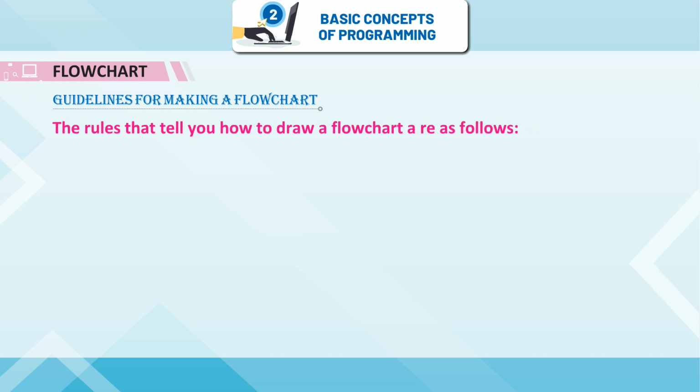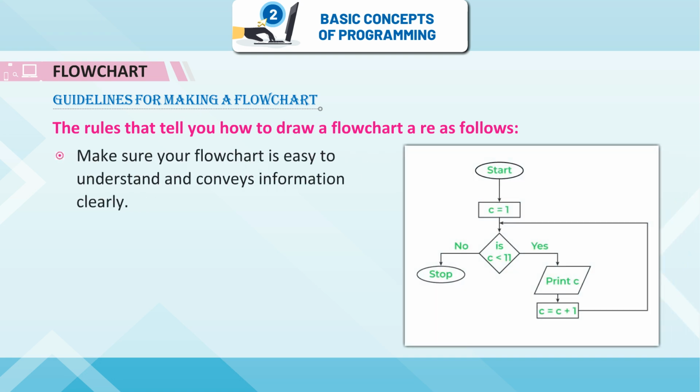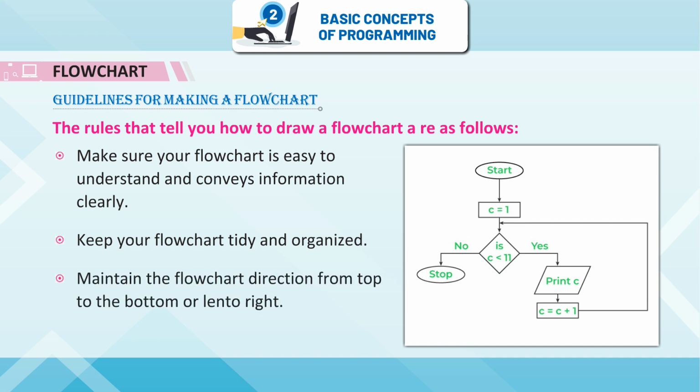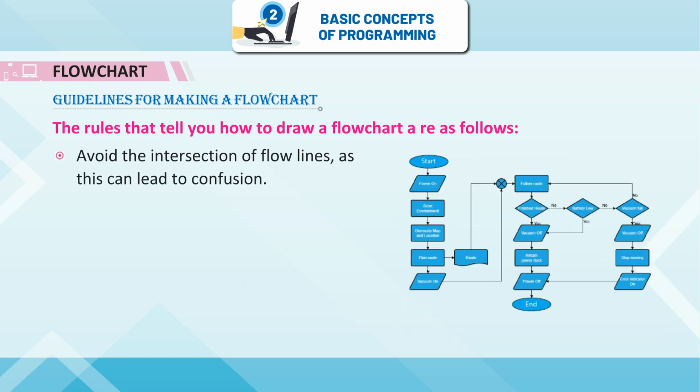The rules that tell you how to draw a flowchart are as follows. Make sure your flowchart is easy to understand and conveys information clearly. Keep your flowchart tidy and organized. Maintain the flowchart direction from top to the bottom or left to right. Avoid the intersection of flow lines as this can lead to confusion. Ensure that only one flow line enters a decision box.